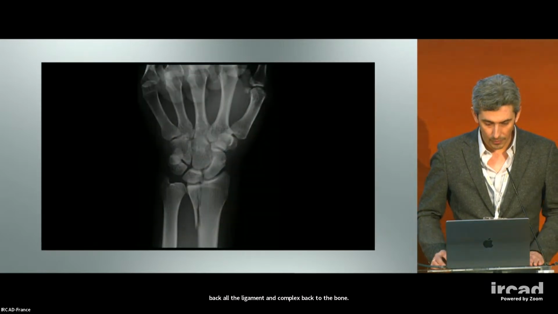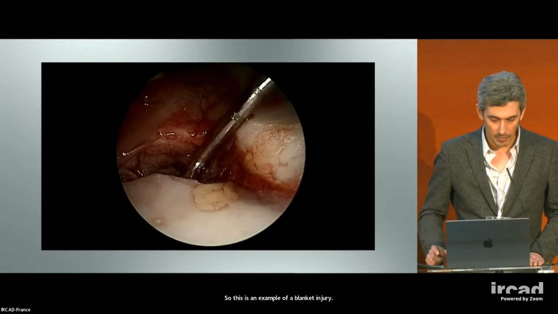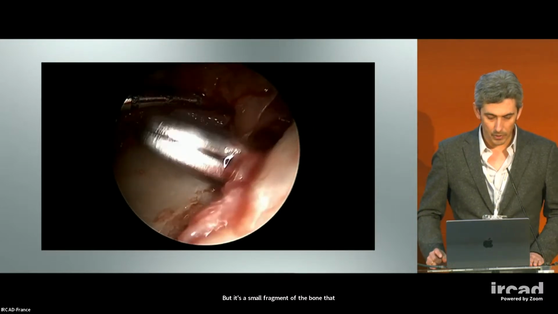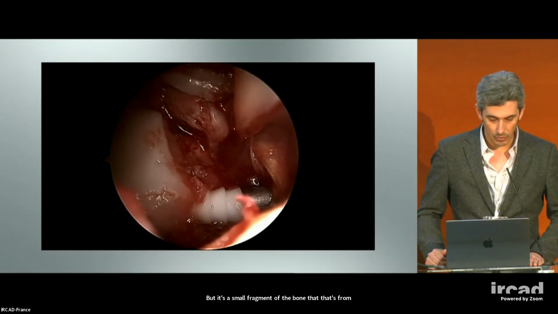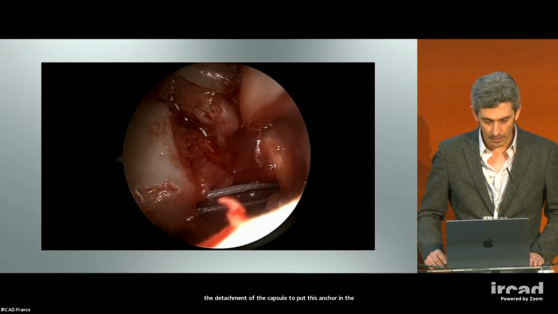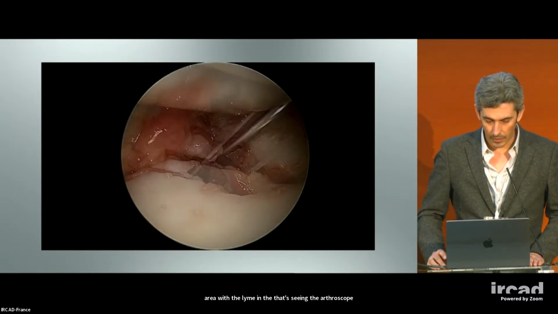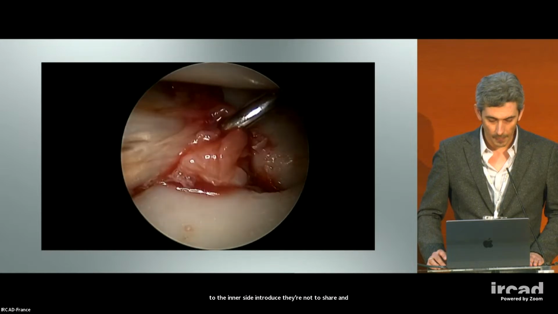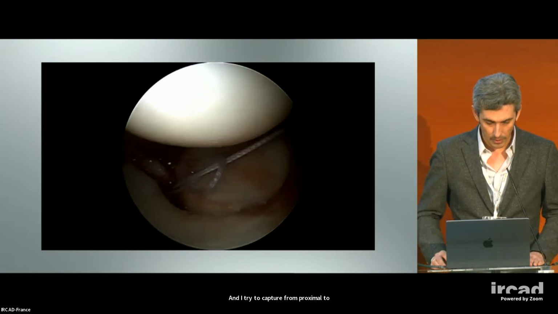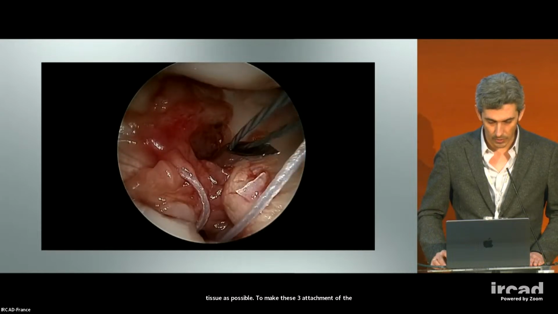So this is an example of an acute injury, distal radius fracture. You see, in fact, it's a small fragment of the bone detached from the lunate. So we perform the volar radial portal, use the detachment of the capsule to put this anchor in the area where the ligament is detached, change the arthroscope to the ulnar side, introduce the knot pusher and recover the two threads towards the dorsal side, and now try to capture from proximal to distal as much tissue as possible to make this reattachment of the volar side of the scapholunate joint.